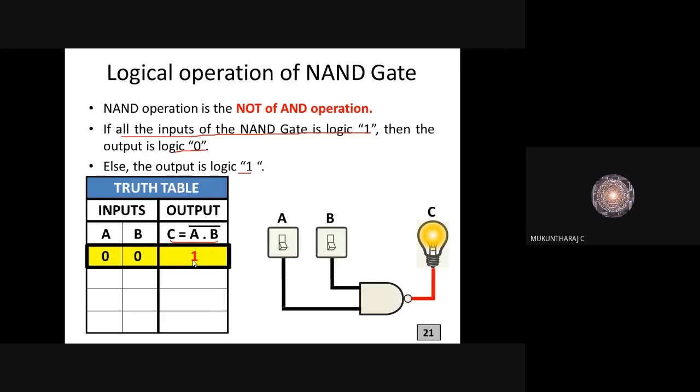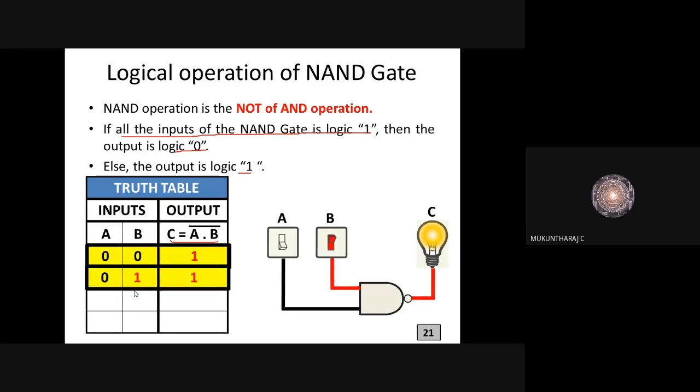In case of the AND gate, what is the output for these two inputs? If both inputs are 0 0, what is the output of the AND gate? Yes, good, it is 0. For the AND gate, if you apply 0 0 on the two inputs, the AND gate produces logic 0 as the output. But here the NAND gate produces 1, that means the complement of 0 is 1. So the NAND gate is the complement of the AND gate, or the NOT of the AND operation.